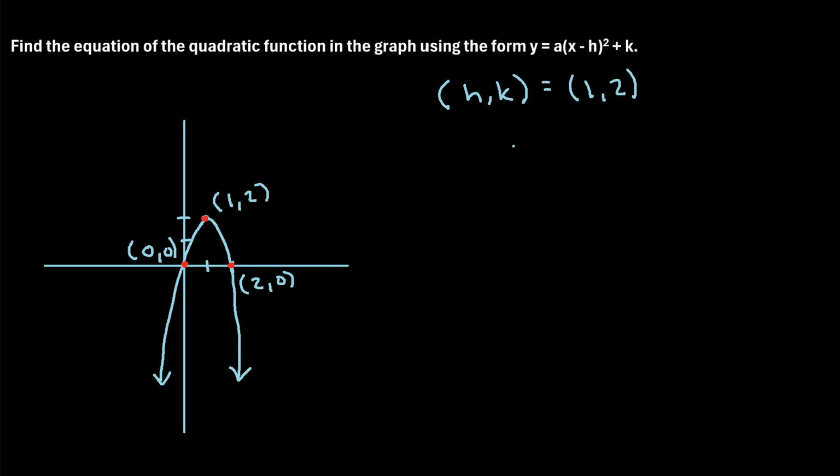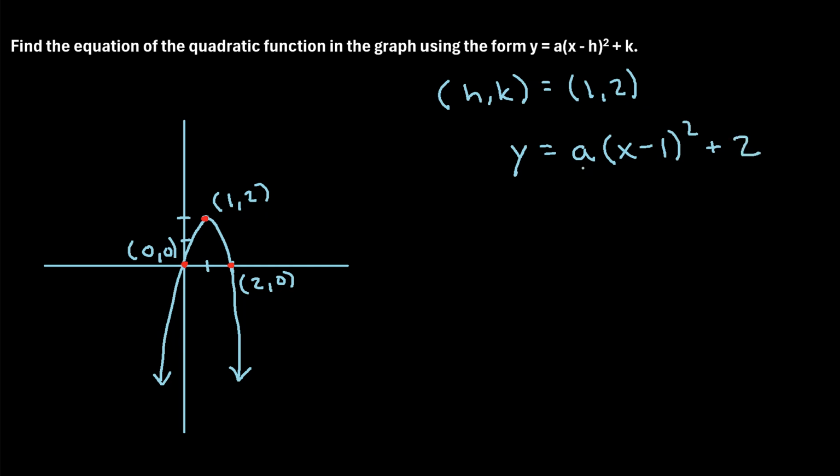We can go ahead and fill in those values in the function. We can say y is equal to a, we don't know what a is yet, times (x minus h). h we said is 1, so we'll say (x minus 1) squared plus k. k we said is 2, so plus 2.